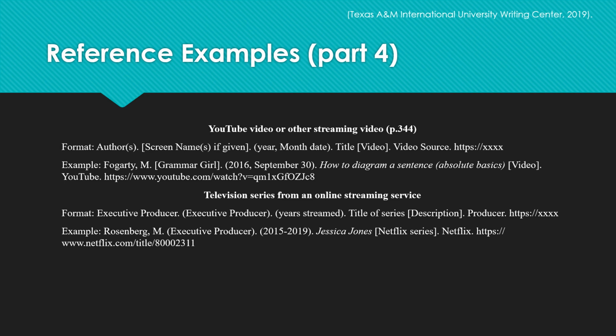So as we mentioned, you can now find different types of media in the APA manual to be able to cite it. Here we can see the YouTube video or another streaming video, and that would be on page 344. For that, you can include the author, the screen name in brackets, in parentheses the year, the month, and the date. You would include the title of the video, and in parentheses you would indicate that it is a video. So the video source, which I think would probably be the channel that it's located on, and then of course the URL to access that video.